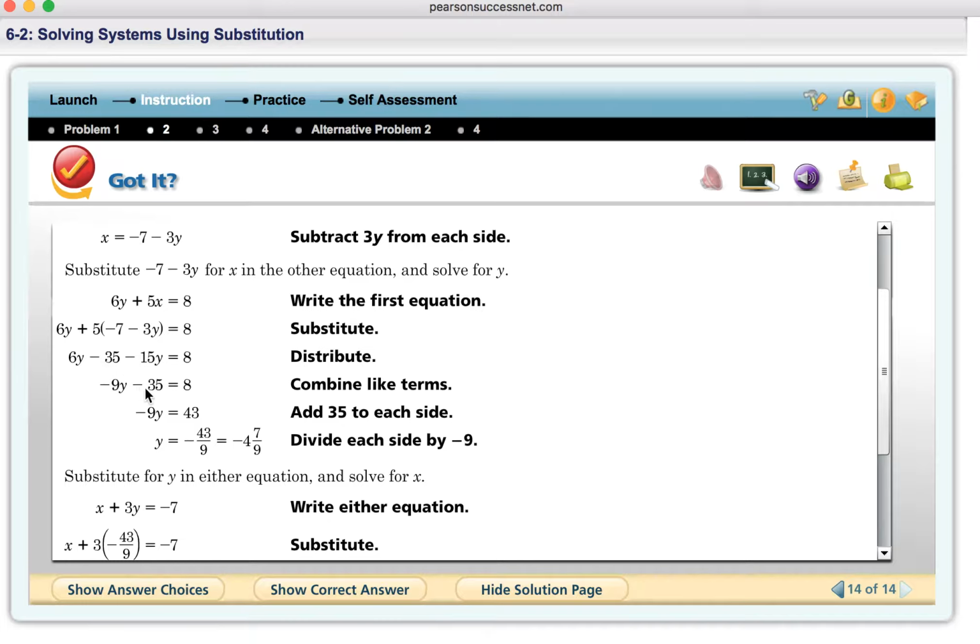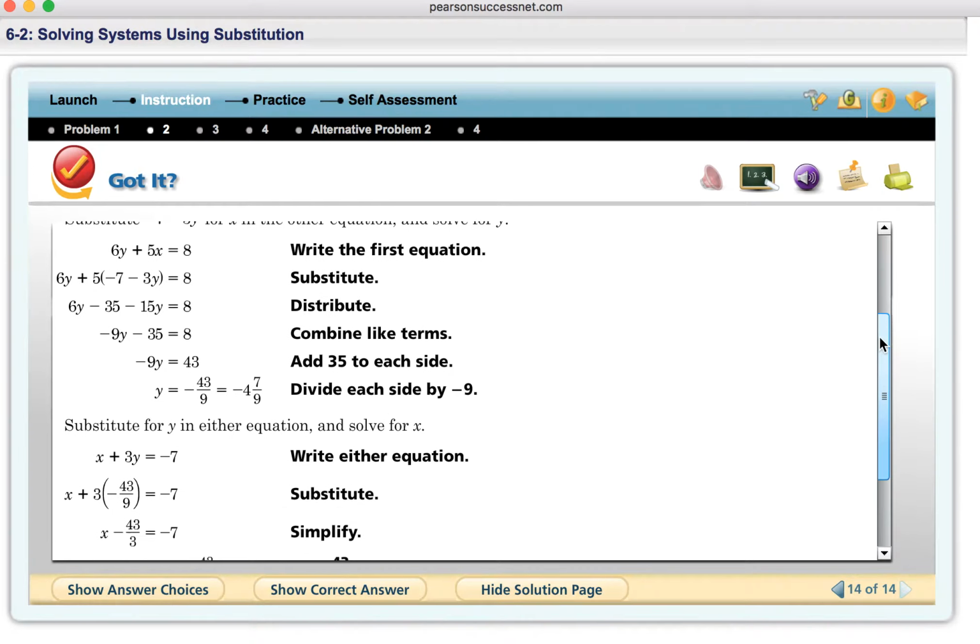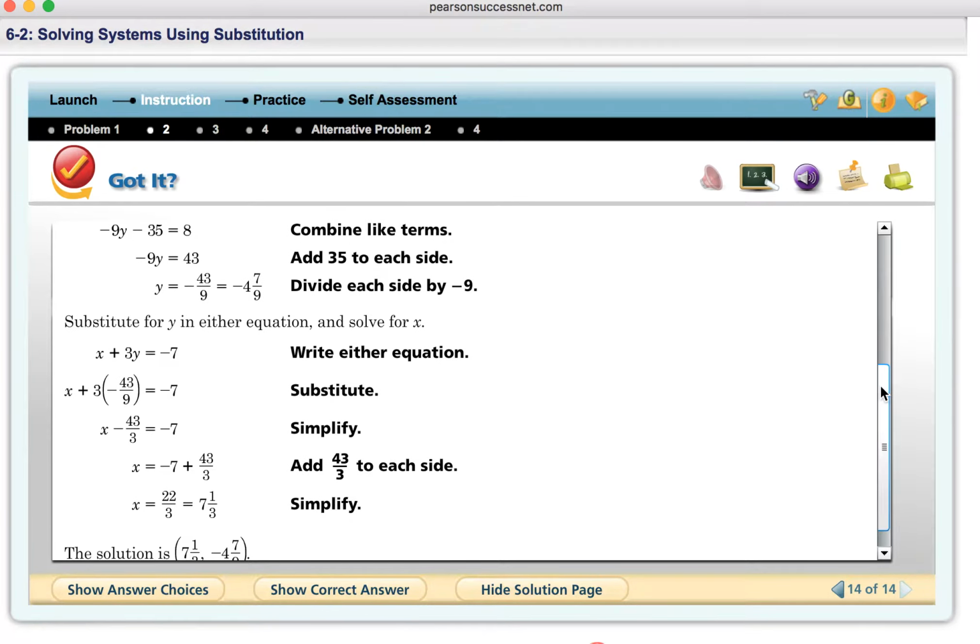I will then add 35 to both sides. 35 and 8 is 43, and then I can just divide both sides by -9, which gives me -4 and 7/9, so -43 over 9. Now that I know that y is equal to -43 over 9, I can substitute that in for y. We can write it into either equation. We'll just go back to this equation.